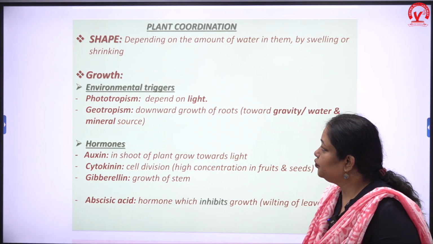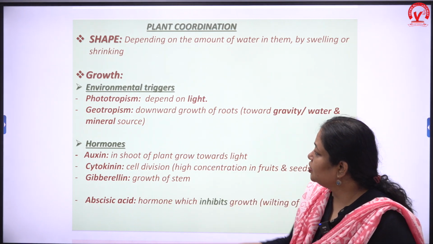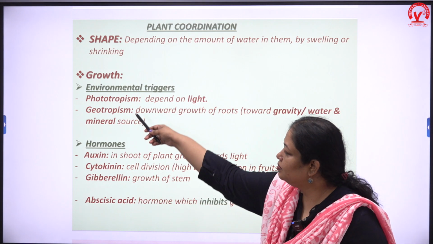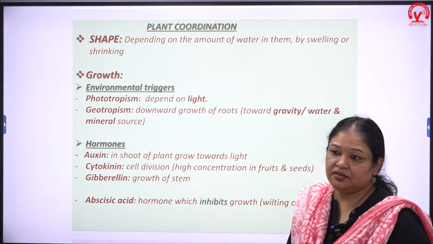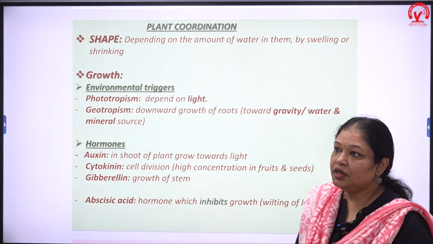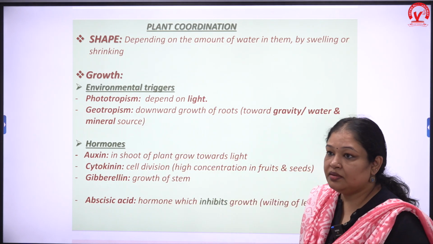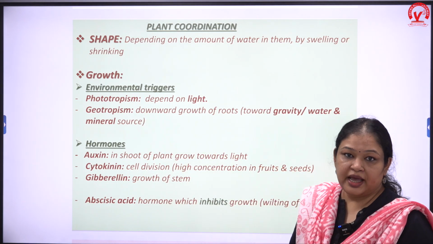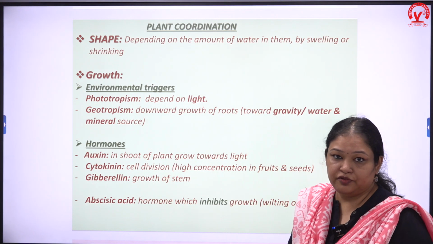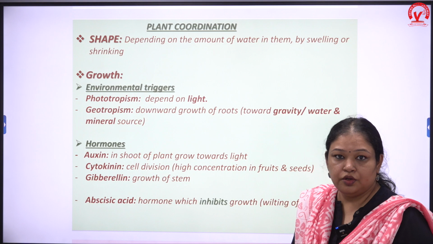How do they grow? Over here we have the environmental triggers. Growth occurs, as I said, with a lot of nourishment needed for a plant to grow, but over here we are talking about their actions. We spoke about phototropism, that is, the growth is dependent on the light. So it grows towards the sun. For example, the sunflower grows towards the sun. In fact, any plant grows towards the sun.